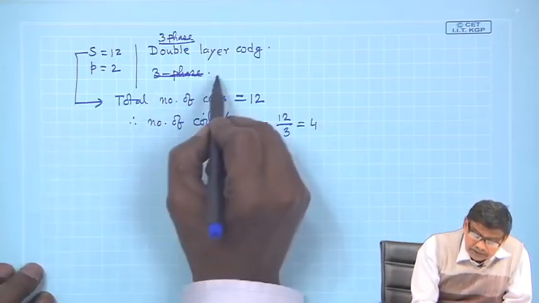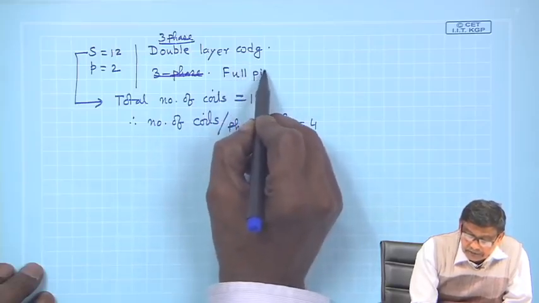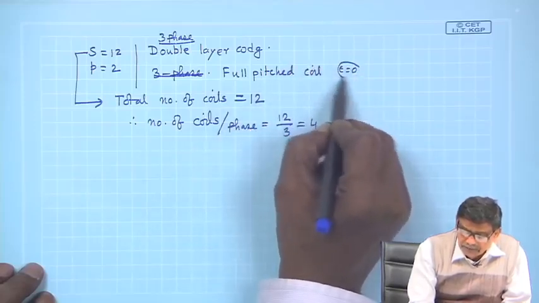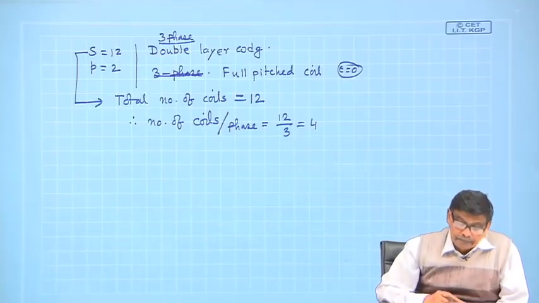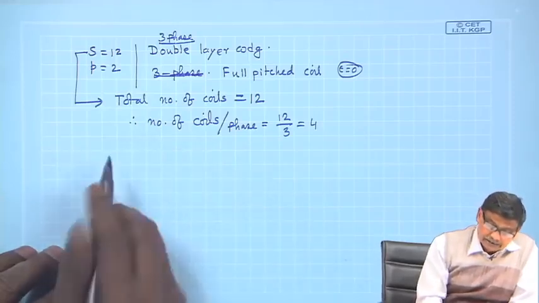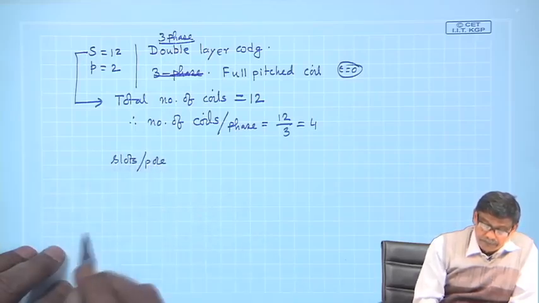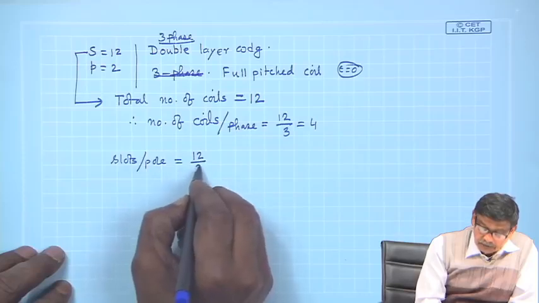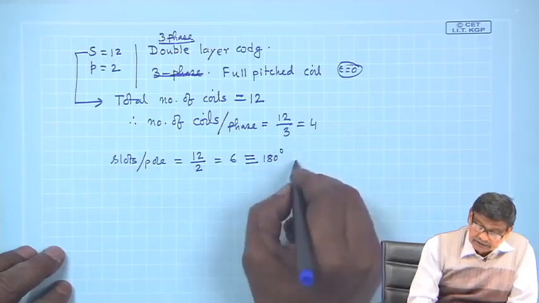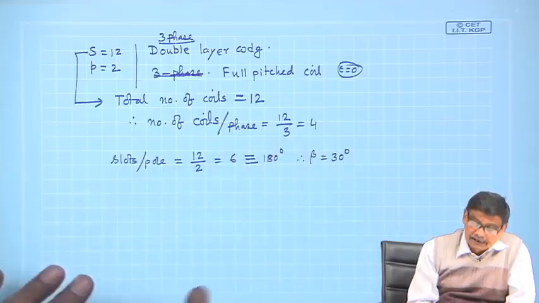And also I tell you that I will use a full pitched coil, that is epsilon is 0. Then I calculate the value of beta. First I calculate slots per pole, which is 12 by 2, that is 6, equivalent to 180 degree electrical. Therefore, beta is equal to 180 by 6, that is 30 degree.